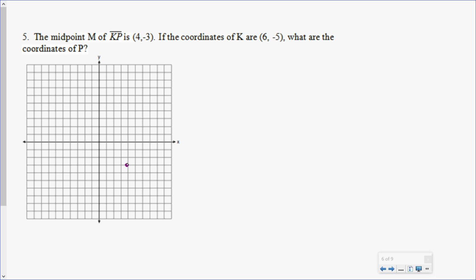So make sure you label this with an M so we know that it's the midpoint. You don't get confused about what's what. The coordinates of K are 6, negative 5. What are the coordinates of P?